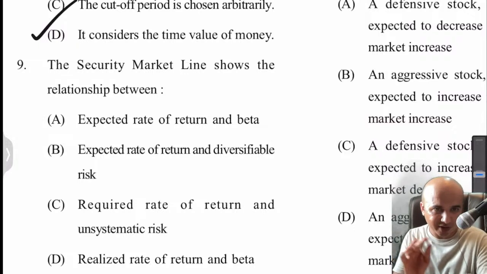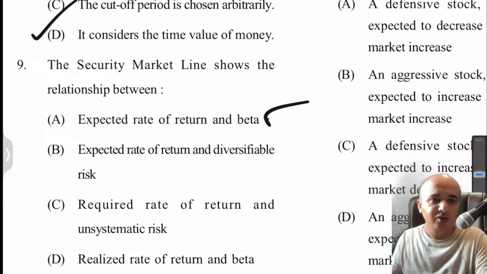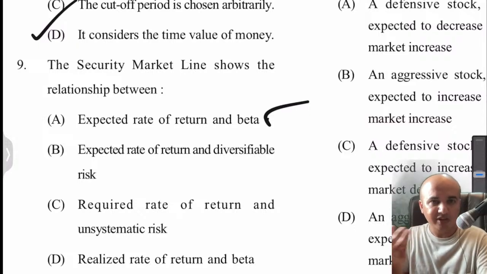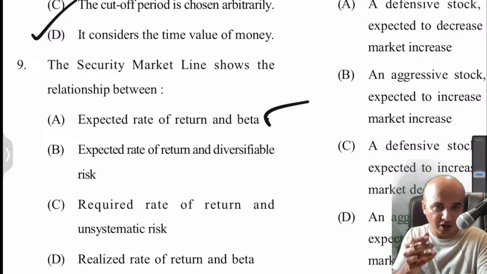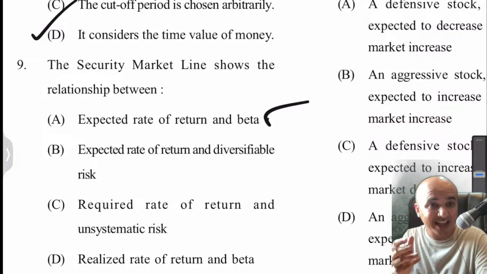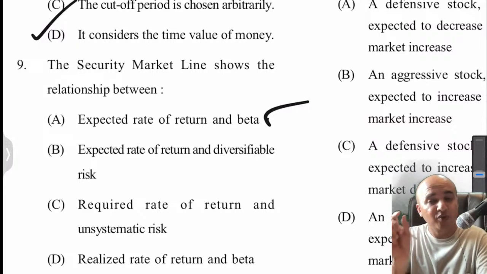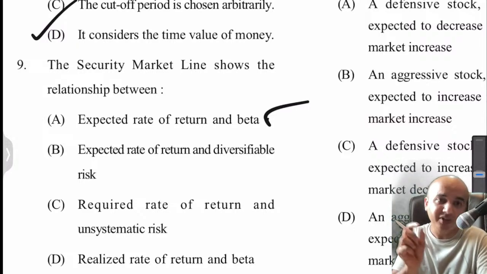So in summary, what we can say is expected rate of return and beta is in fact the correct choice, because SML or security market line in fact illustrates the relationship between these two. As I said, one is plotted on the x-axis, the other is plotted on the y-axis. Which is plotted on the y-axis? The expected rate of return, and beta is plotted on the x-axis.